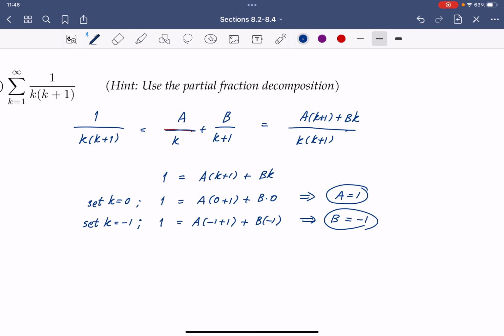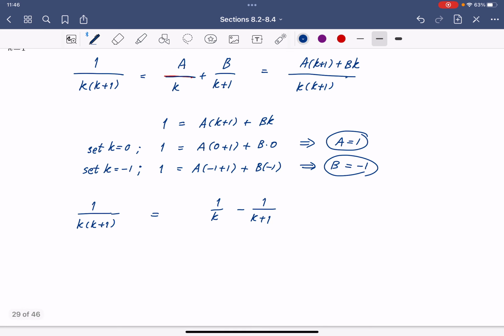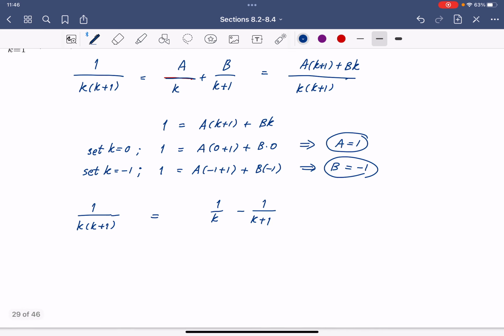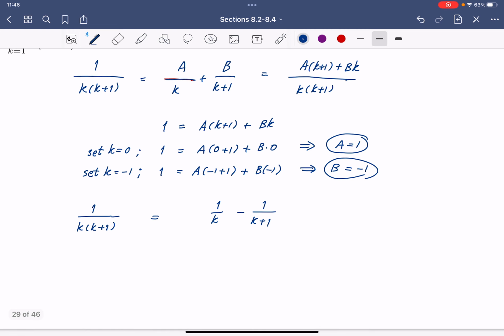So now I can solve for a and b, which means this term, 1 over k times k plus 1, is going to be the same thing as 1 over k minus 1 over k plus 1, because b is -1. Make sense? For those of you who feel like, I can eyeball it, you don't have to show me how to solve for a and b. But if you feel like, I cannot find a and b, then you set up something like this, so for sure you can solve for a and b.